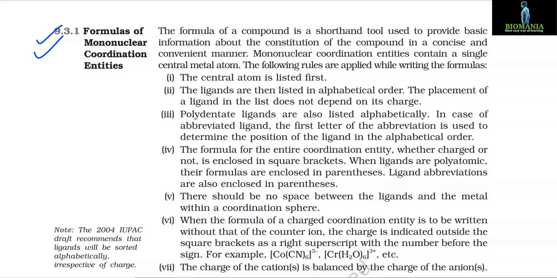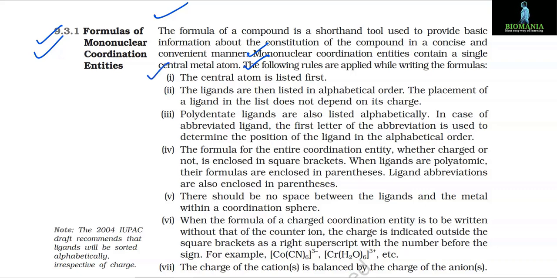9.3.1 Formulas of mononuclear coordination entities. The formula of a compound is a shorthand tool used to provide basic information about the constitution of the compound in a concise and convenient manner. Mononuclear coordination entities contain a single central metal atom. The following rules are applied while writing the formulas.